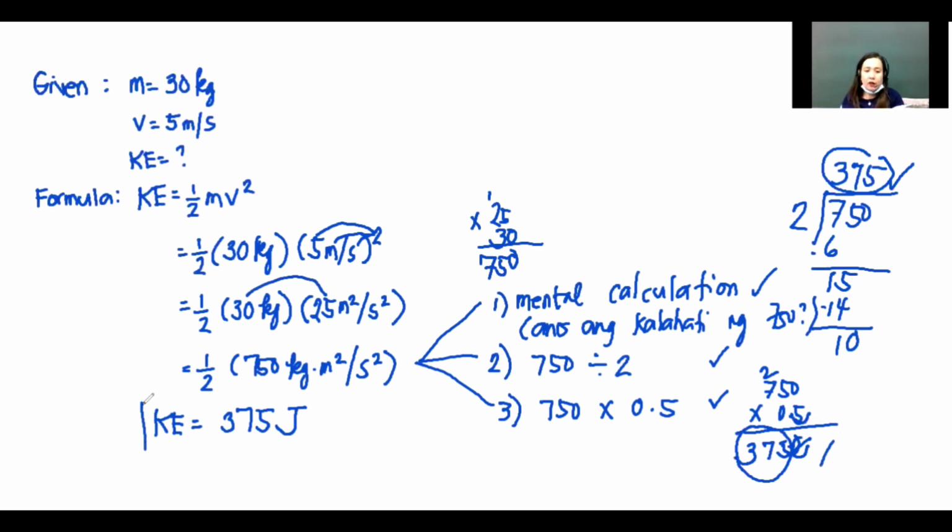So the kinetic energy of the 30 kilogram motorcycle having a velocity of 5 meters per second is 375 joules, or we can also use newton meter, or we can also use kilogram meter square per second square.